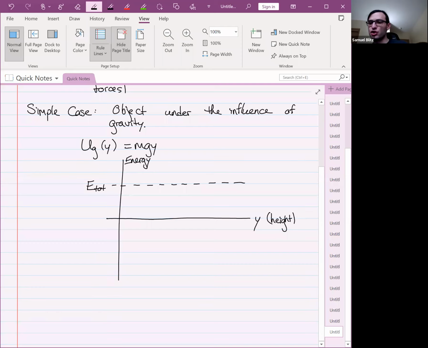So this would be like 8 joules or 1,000 joules or whatever. Then we plot our potential energy function. Our potential energy function in this case is just a line that starts off at the origin and has slope mg. So I'm just going to draw something.